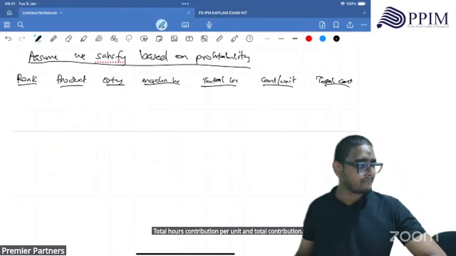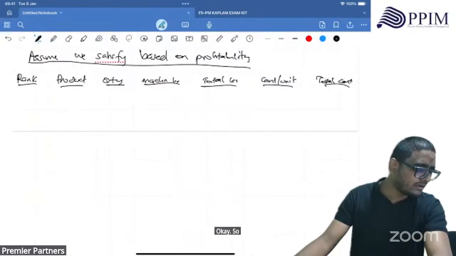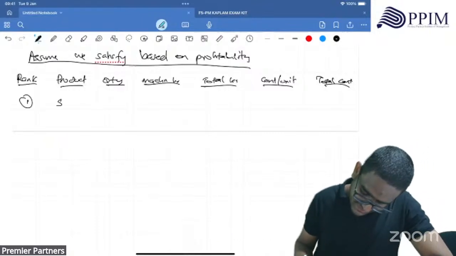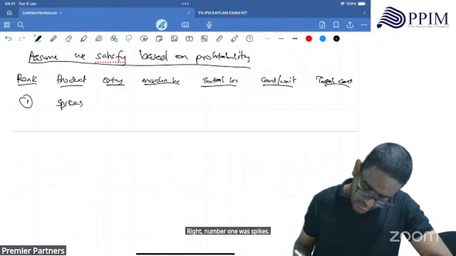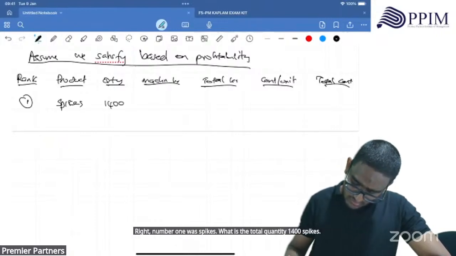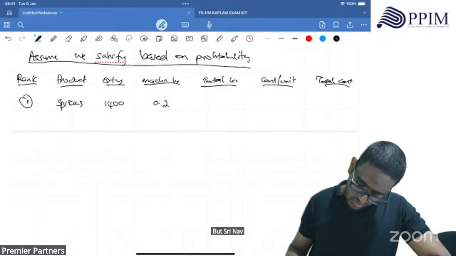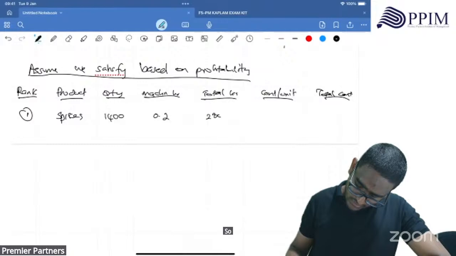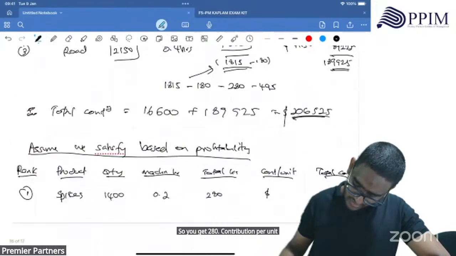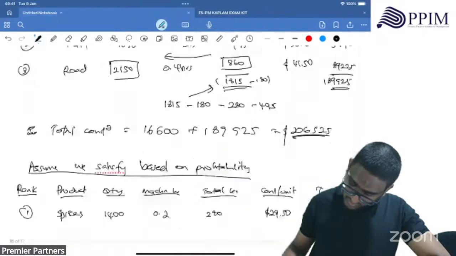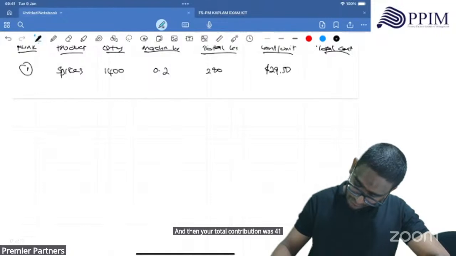Okay. So what is your rank number one? Rank number one was spikes. What is the total quantity? 1,400 spikes. Machine hours was 0.2. So you get 280. Contribution per unit was 29.5. And then your total contribution was 41,300. Correct?